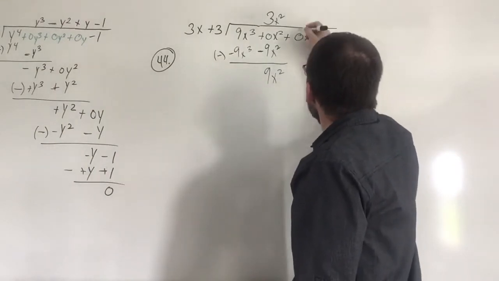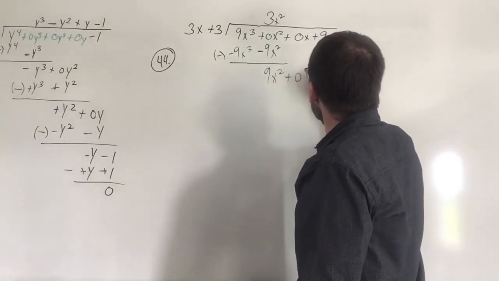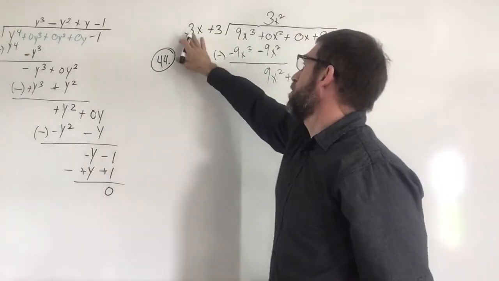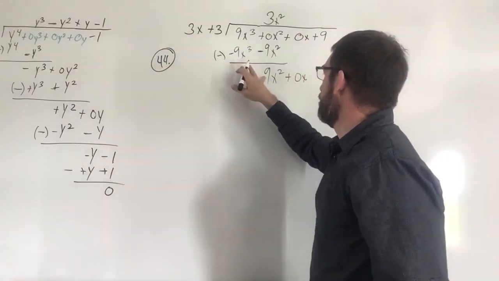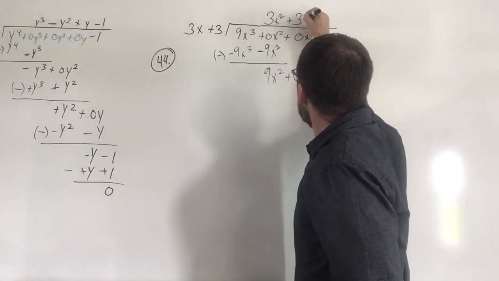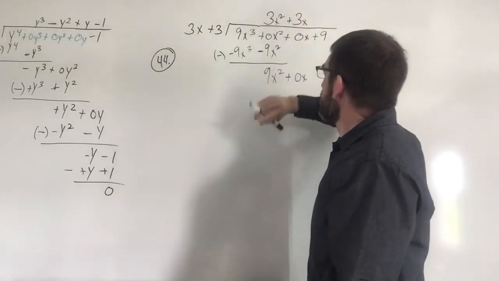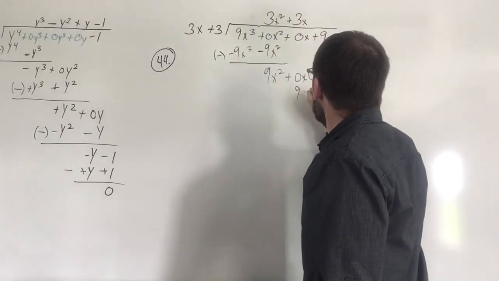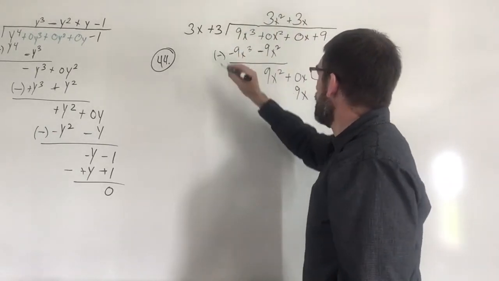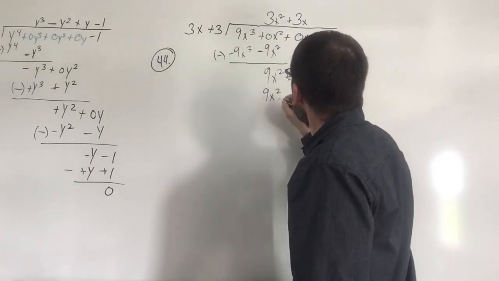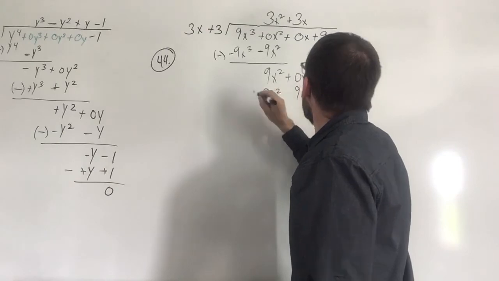Yes. Okay. I bring down a positive 0x. Okay, I ask myself, how many times will 3 go into 9? You're going to say 3 times. And I use 3x. 3 times 3 is 9x. 3x times 3x is 9x squared. And I'm positive.